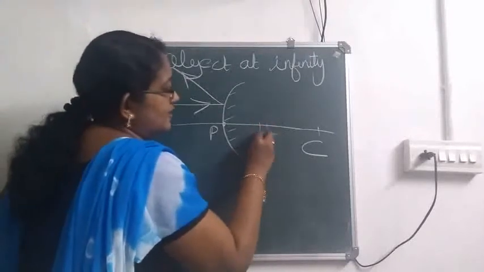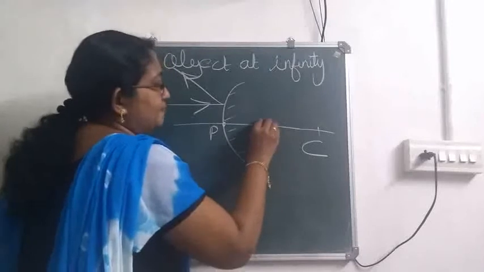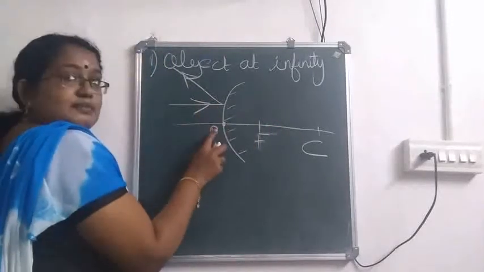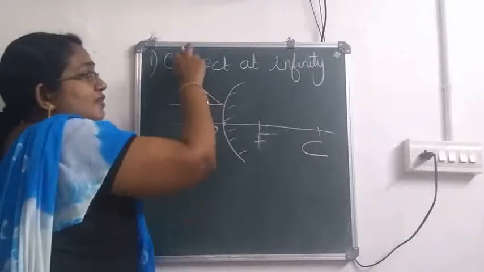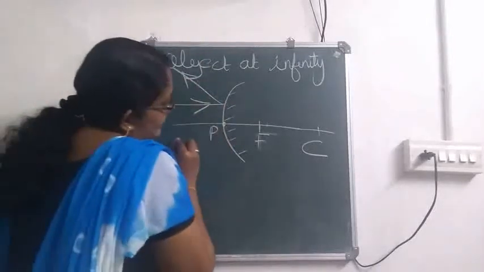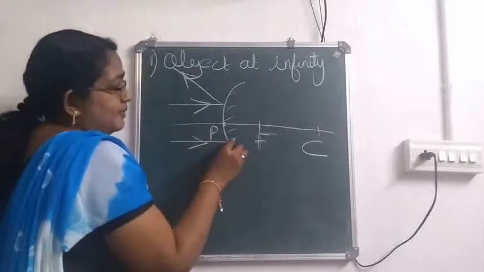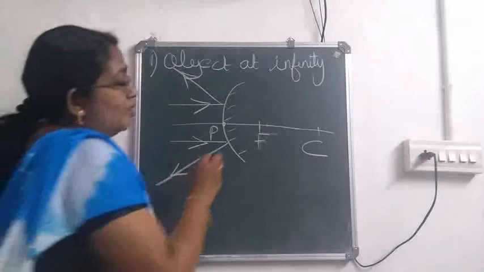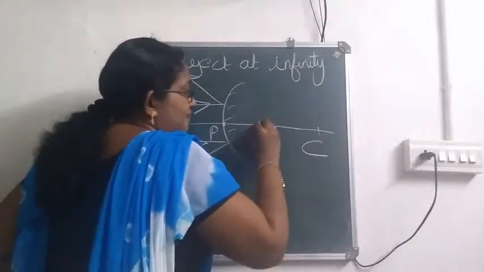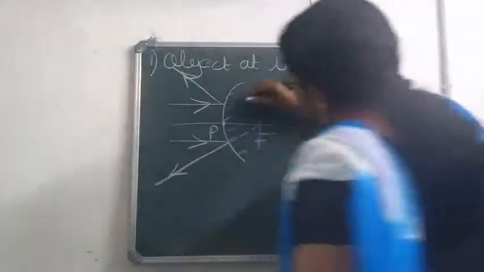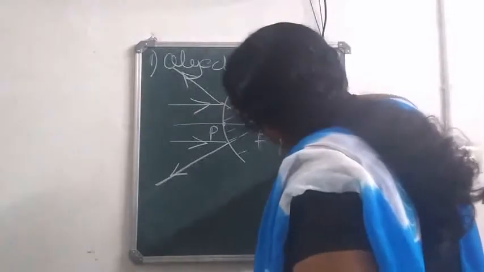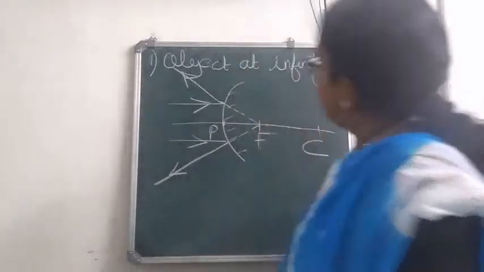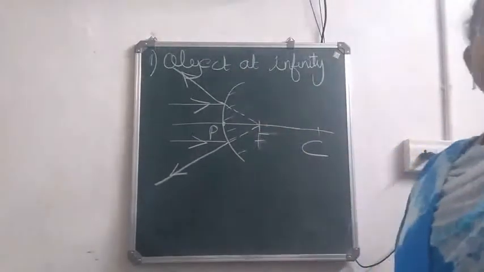Just drawing the focus here. Okay, it's too far from the pole. So I have considered a ray parallel to the principal axis. After reflection, it will go like this. Now another ray parallel to the principal axis. After reflection, it goes like this. Now we are extending the reflected rays in the backward direction. When the reflected rays are extended in the backward direction, they meet at the focus.